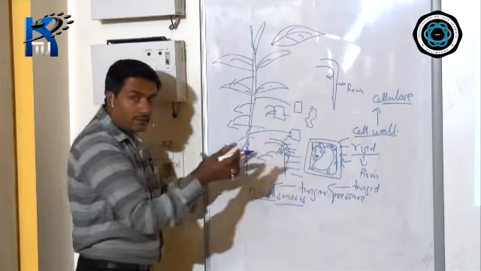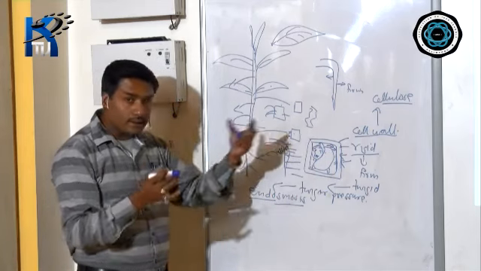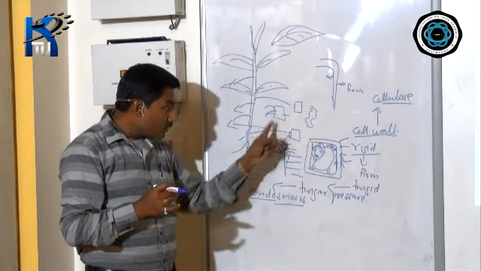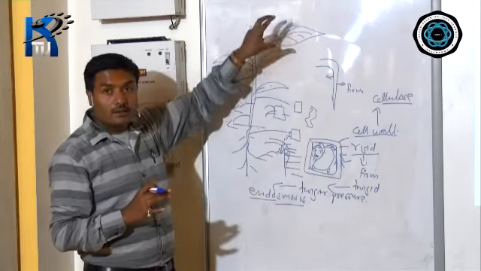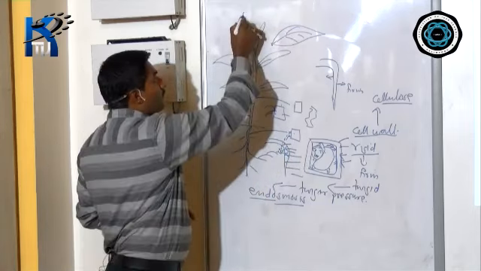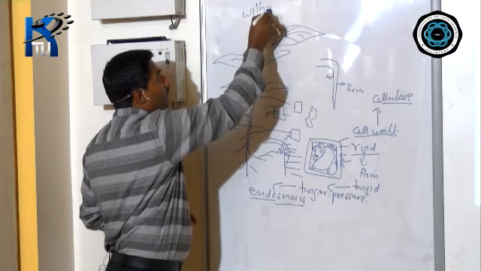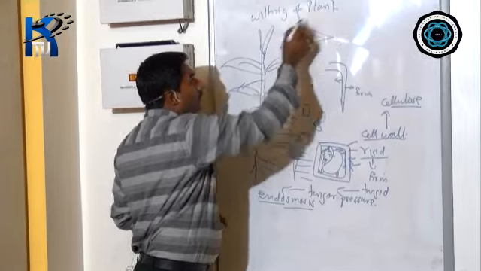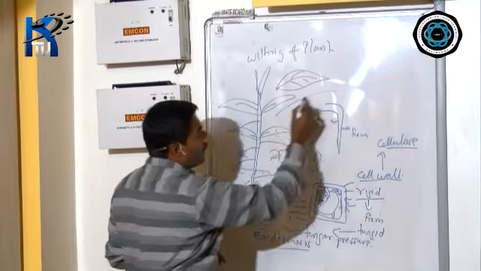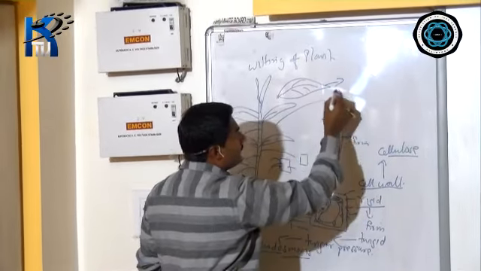Okay, when the water content comes out from the cell, it will shrink. This will lead to wilting of the plant. So when I say wilting of the plant, what will happen? The plant will shrivel. That means this leaf will lose its shape.